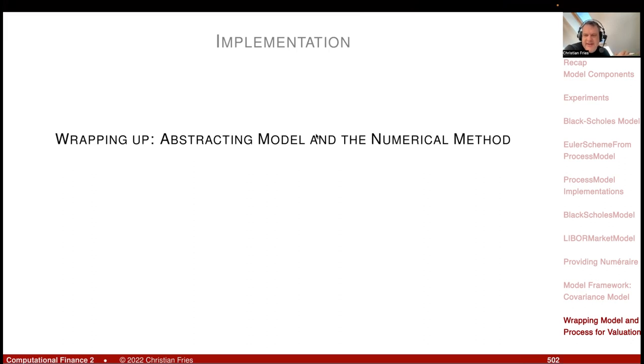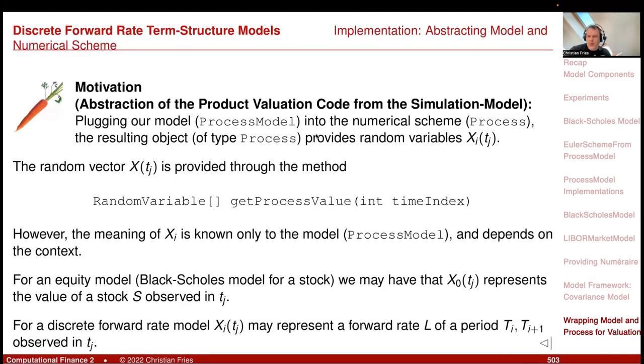There is a little thing that is still open. When we create our time discrete stochastic process, we take our LIBOR model specification, which is now very flexible, and from that we use our Euler scheme to create the Euler scheme discretization xi tilde of tj. So here, in our case, these are the Li's of tj tilde. My Euler scheme just provides these guys in terms of the function get process value.